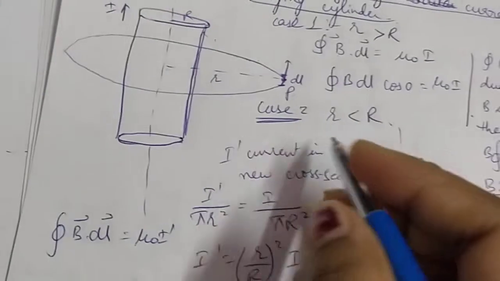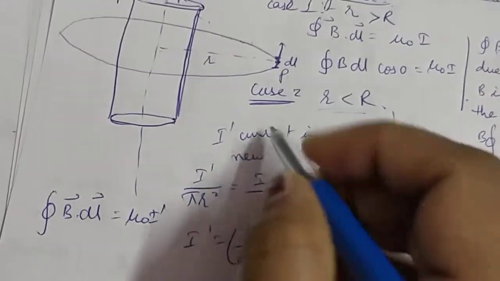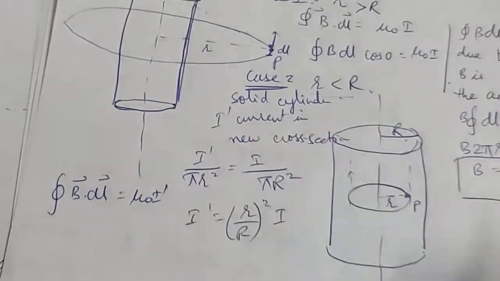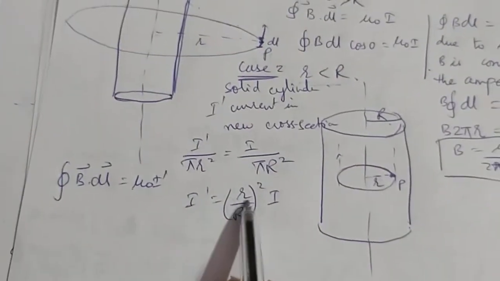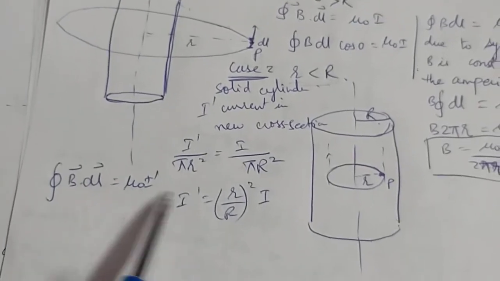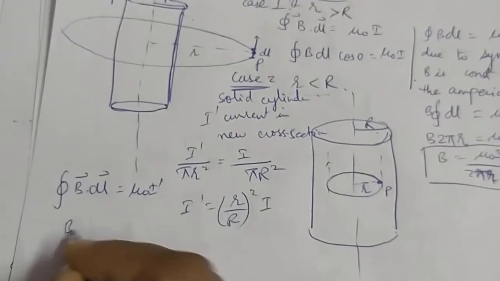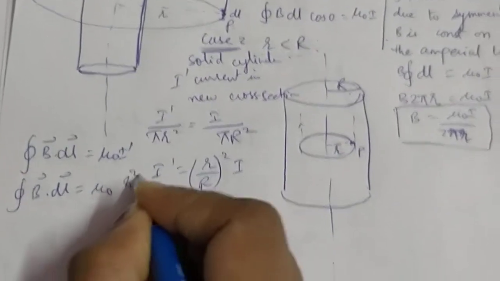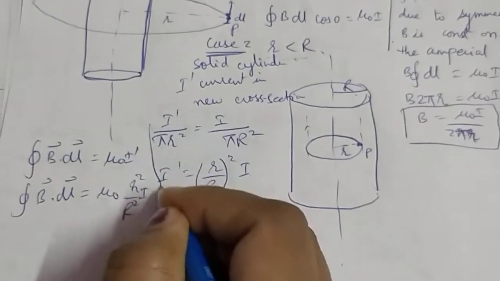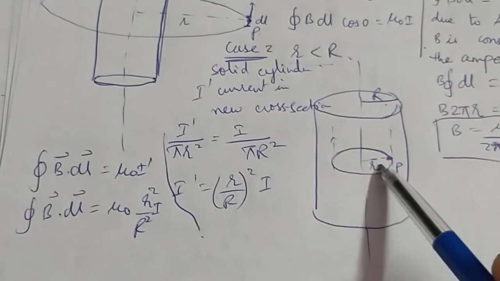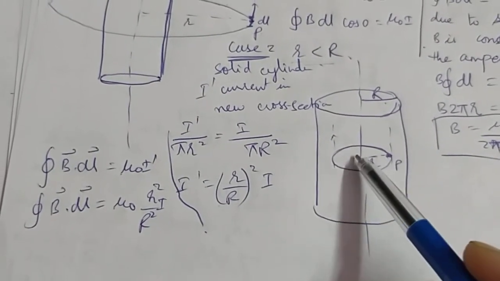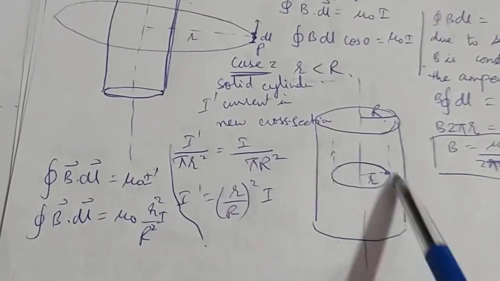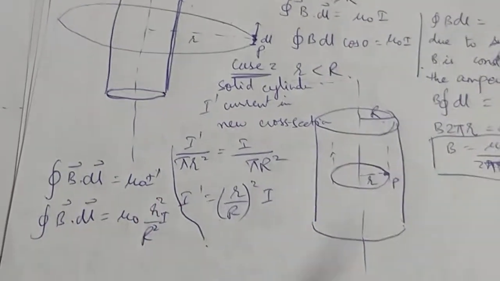Okay, this case 2 is okay, but what I am doing is for a solid cylinder. So your I dash is equal to r square by R square into I. Here I have to put I dash. So with this substitution, integral B dot dl is equal to mu naught r square by capital R square into I. Now remember children, I dash is the current inside this loop. In Ampere circuital law, I is the current inside the loop, and that is why I've taken I dash.